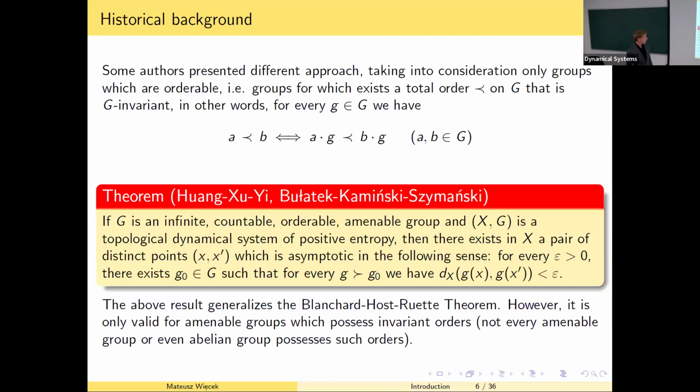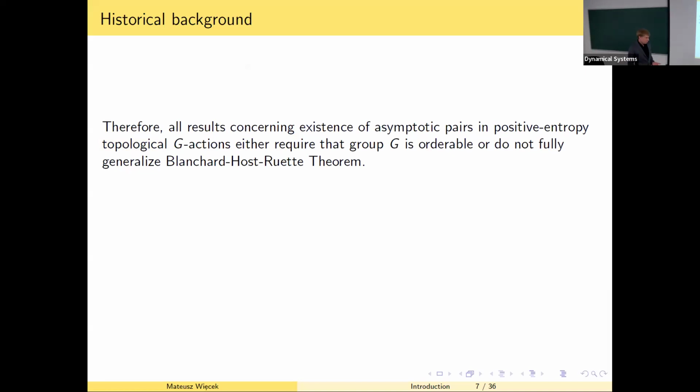So, to ask a question about the previous statement. So here we don't require that the order will produce a Følner sequence. What do you require? No, we do not. Here it is not required. Okay. But well, the most important thing about multiorders, which I will refer to later, is that multiorders will produce Følner sequences. So all known generalizations, or all known results regarding the existence of asymptotic pairs in positive entropy topological actions, either are valid only for orderable groups, or actually do not generalize the classical Blanchard-Host-Ruette theorem.